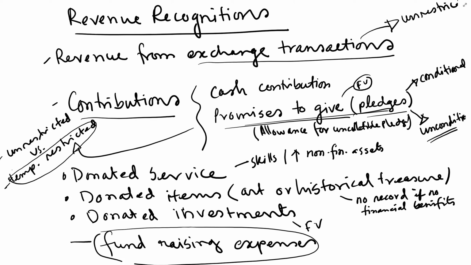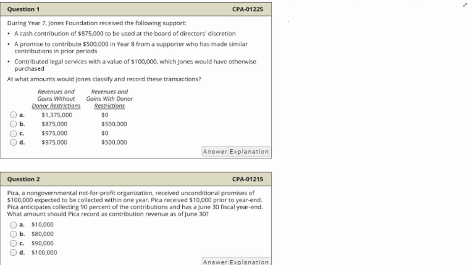Now we'll practice a few CPA sample questions. The first problem says that Jones Foundation, during year 7, received the following support: a cash contribution of $875,000 to be used at the board of directors' discretion, a promise to contribute $500,000 in year 8 from a supporter who has made similar contributions in prior periods, and contributed legal services with a value of $100,000, which Jones would otherwise have purchased. At what amounts would Jones classify and record these transactions?